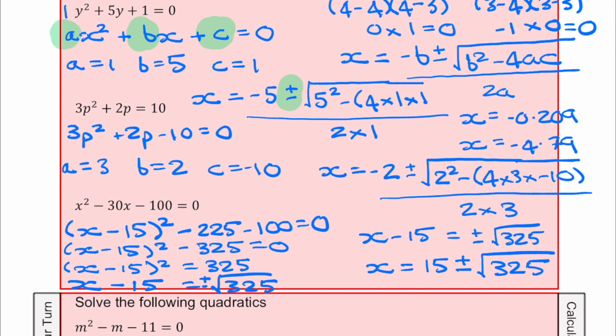And if you want to, you can convert those into a decimal using your calculator. But leaving them in surd form like that is actually more accurate. That is an exact form.